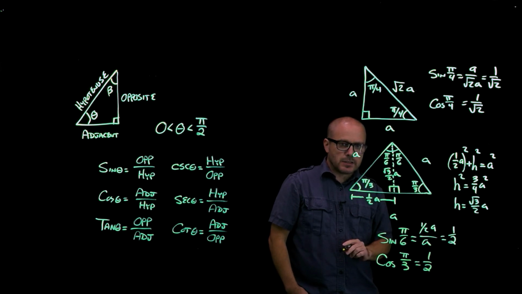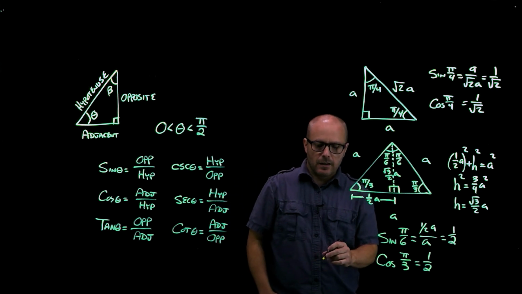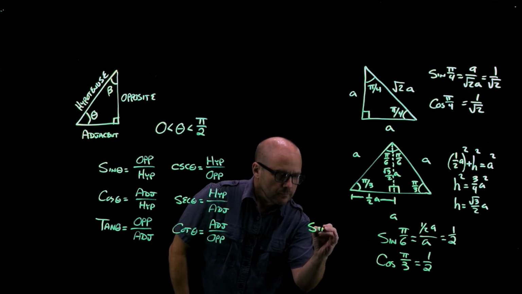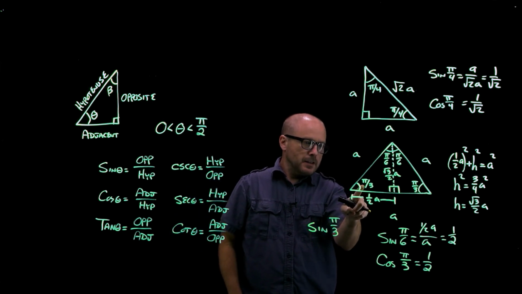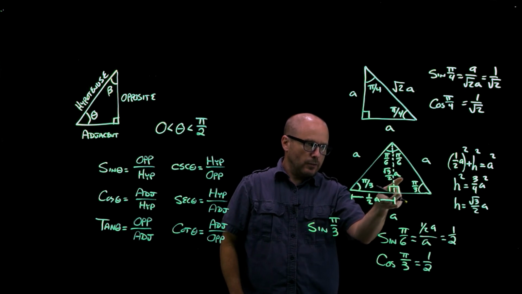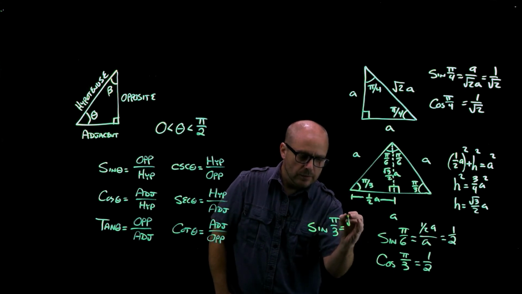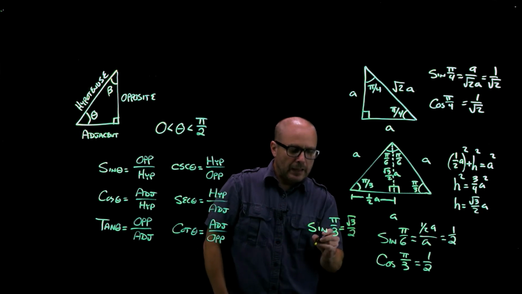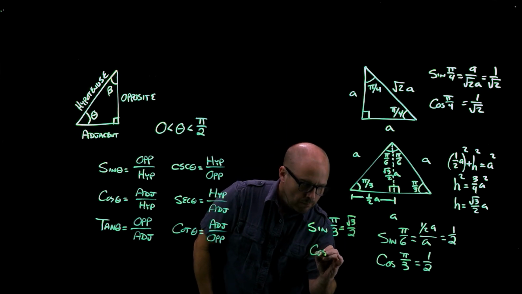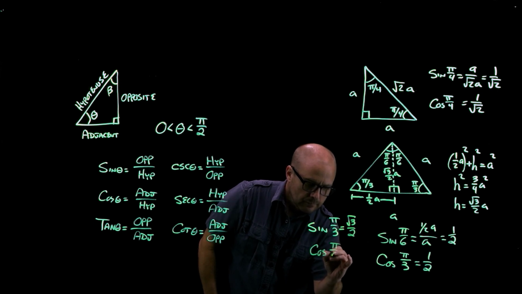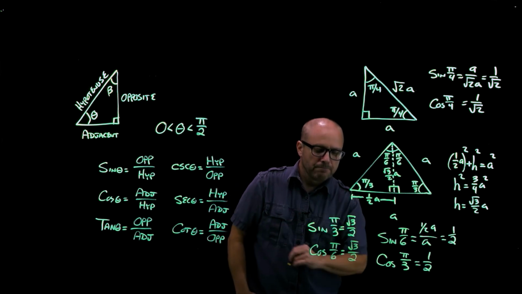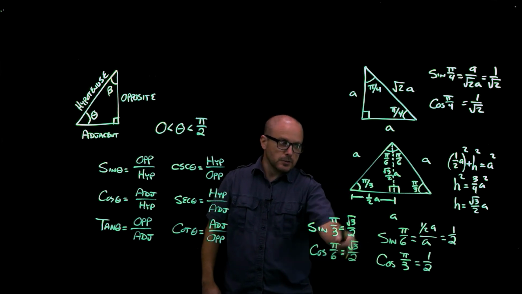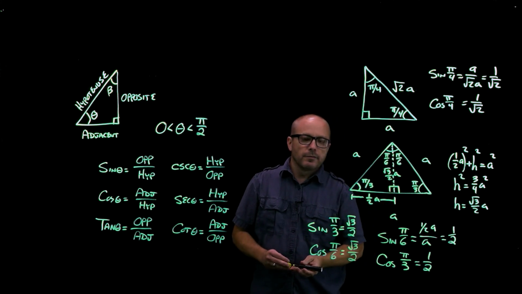And then we just need the reverse. So what is sine of pi over 3? Well, here's pi over 3. Sine would be opposite, square root of 3 over 2a over a. So just square root of 3 over 2. And then cosine of pi over 6 would have to be the same, because these are complementary functions. You can get all that off of that triangle.